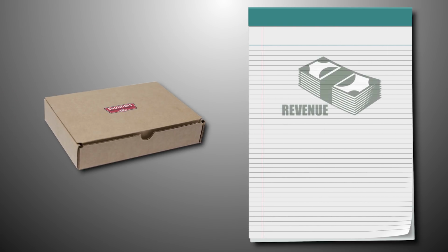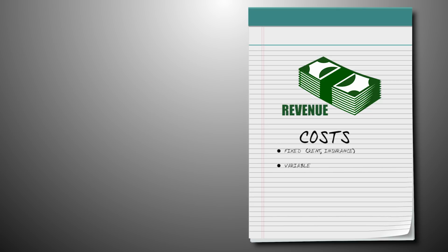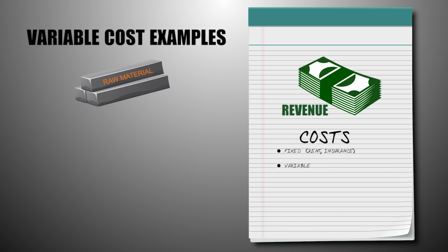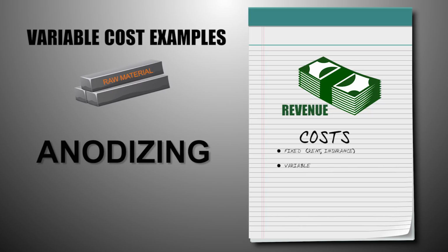When we sell a product or perform a service, we earn revenue, and we also have costs associated with that. They may be fixed costs like our rent and our insurance, which we have to pay every month regardless of what happens. And there may be variable costs like raw material that we used in performing the job, or let's say we sent out some parts to have a service done like anodizing, and we paid for that and billed it to the customer. That's a type of variable cost.